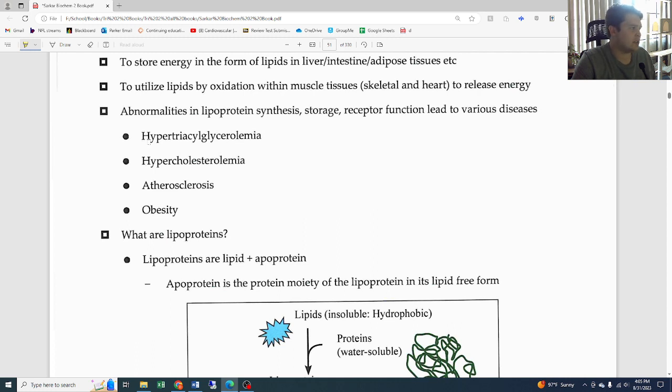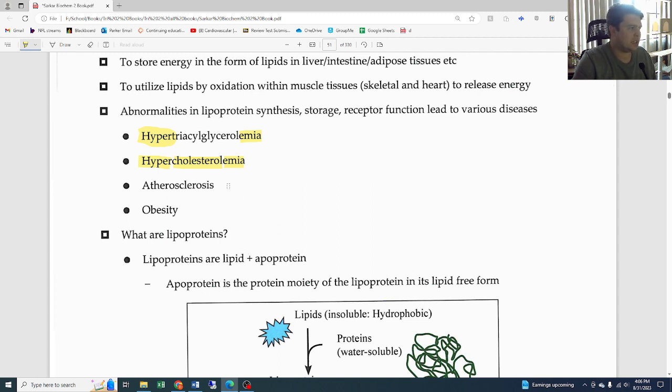Hypertriacylglycerolemia. If we break this down, hyper meaning too much, triacylglycerol, we're looking at triglycerides. Heme has to do with the blood, so this is high triglycerides in the blood. Hypercholesterolemia, same thing. Hyper meaning high, cholesterol being cholesterol, emia in the blood: high levels of cholesterol in the blood.